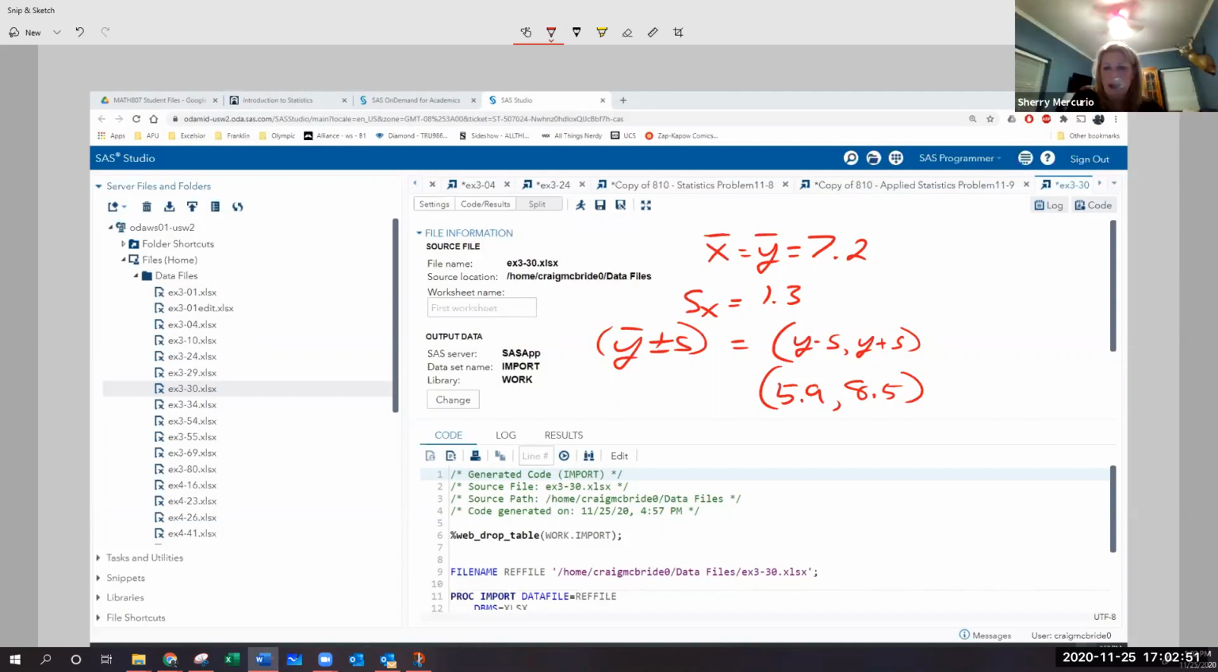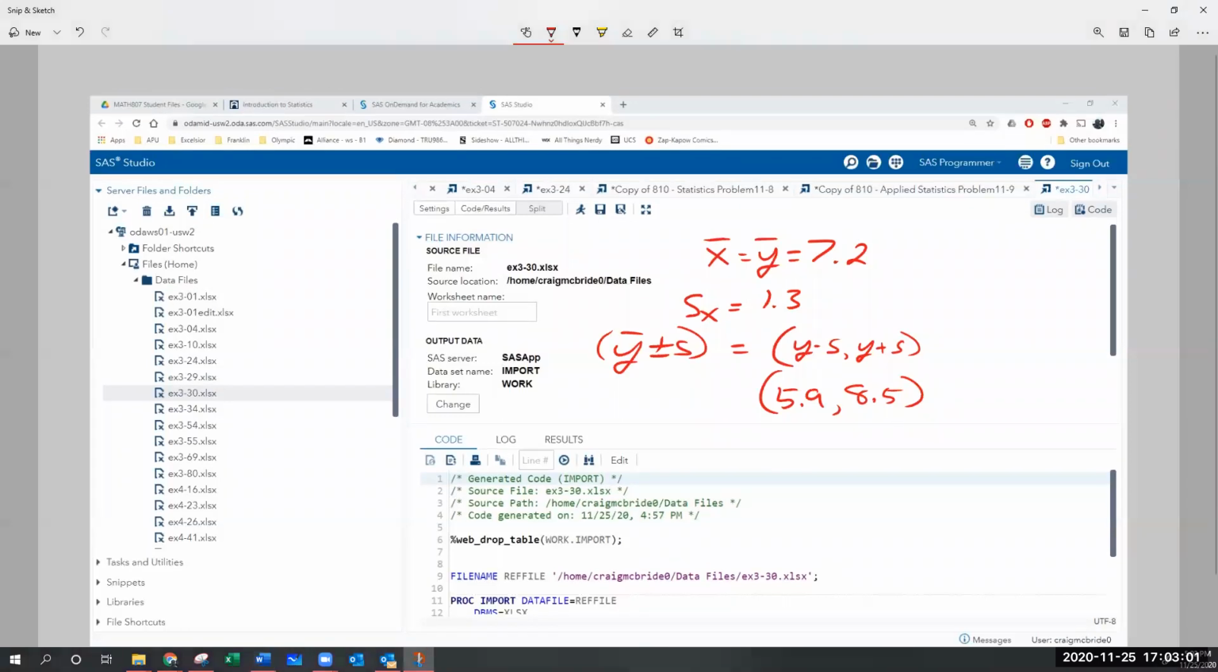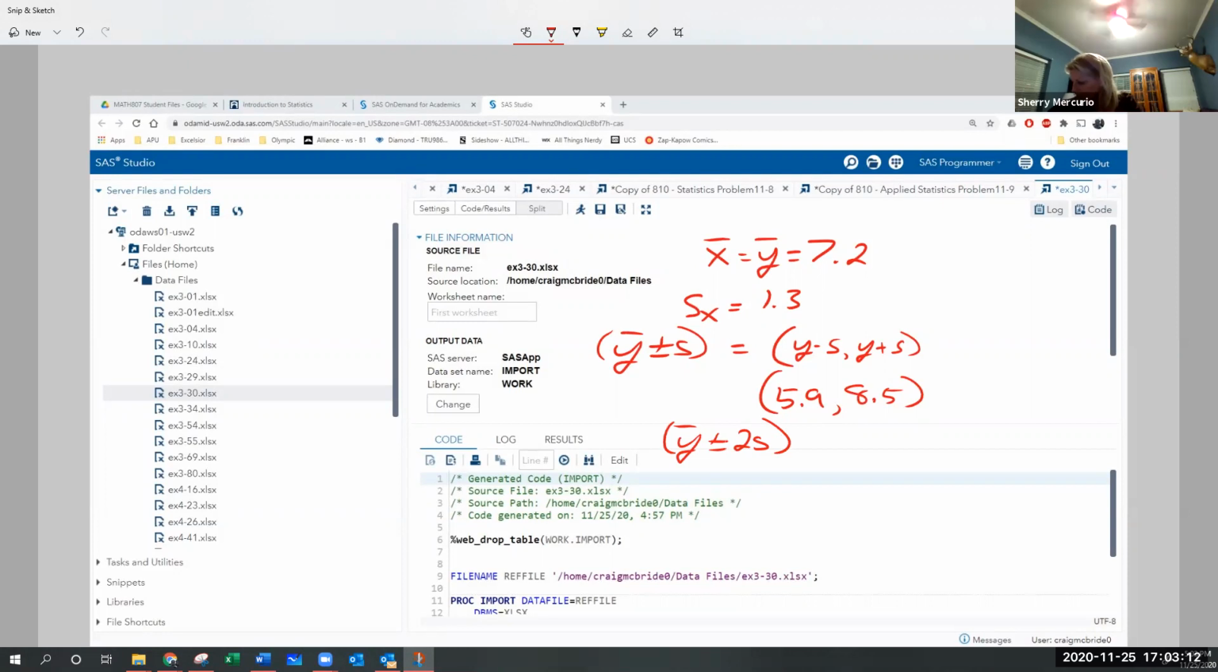So I'm sorry to back up for just a second. So you're saying it's 7.2 minus 1.3 minus 1.3. Right. Well, so this is our first interval, and then our second interval is supposed to be the same y bar, but now we're going to add and subtract 2 times our standard deviations. Okay. So it's just going to be 7.2, right?